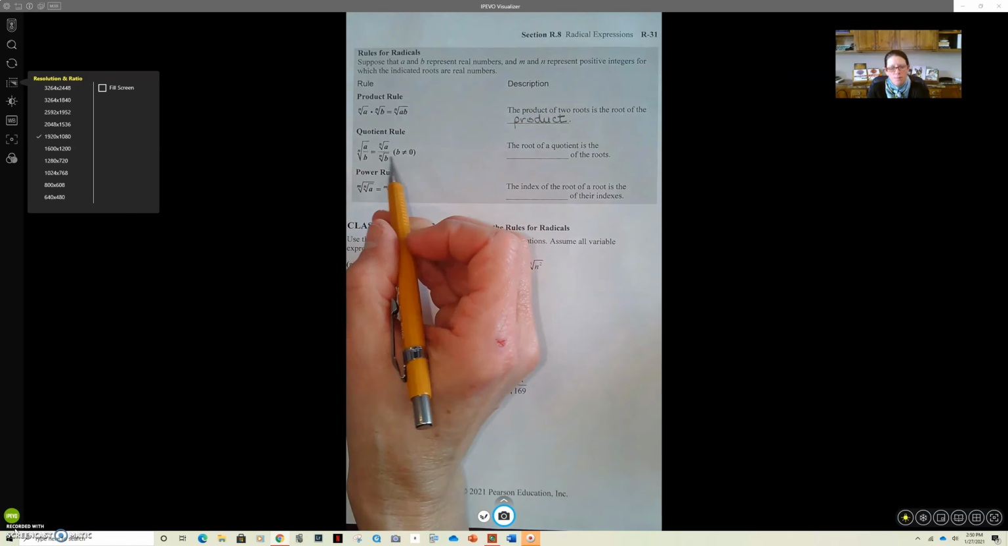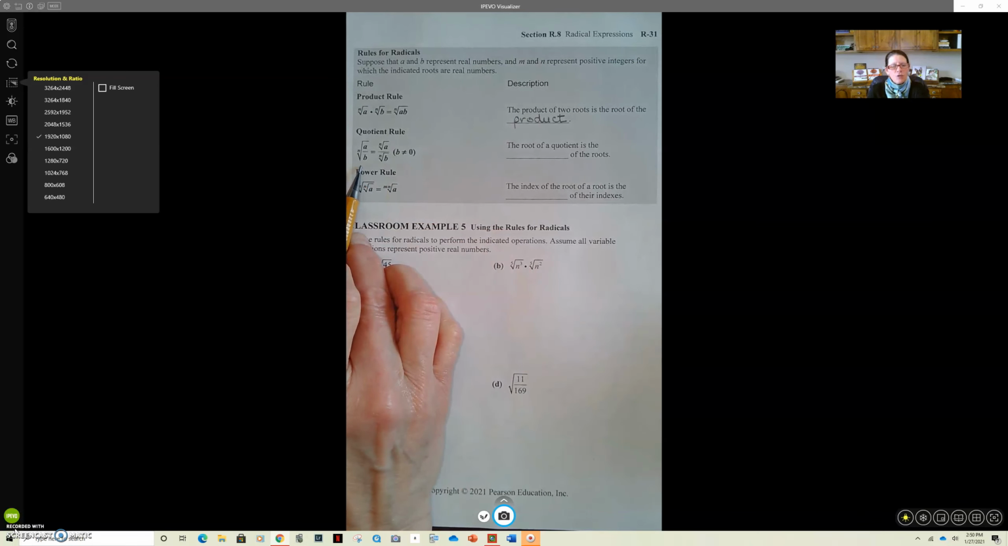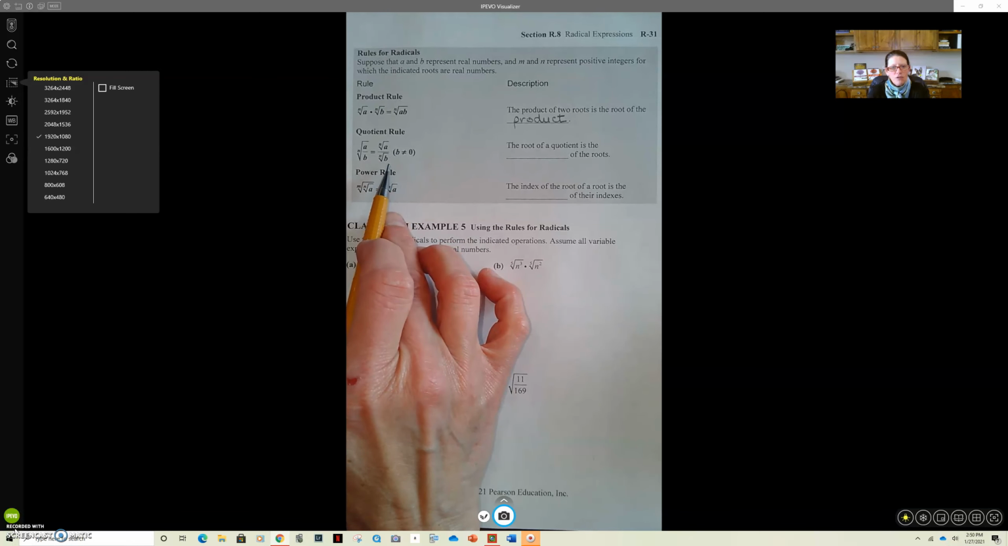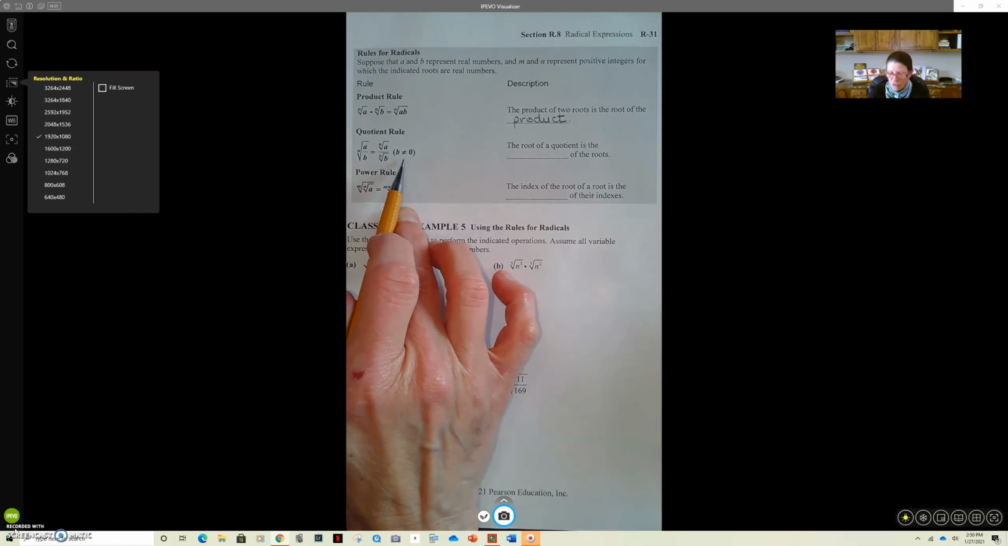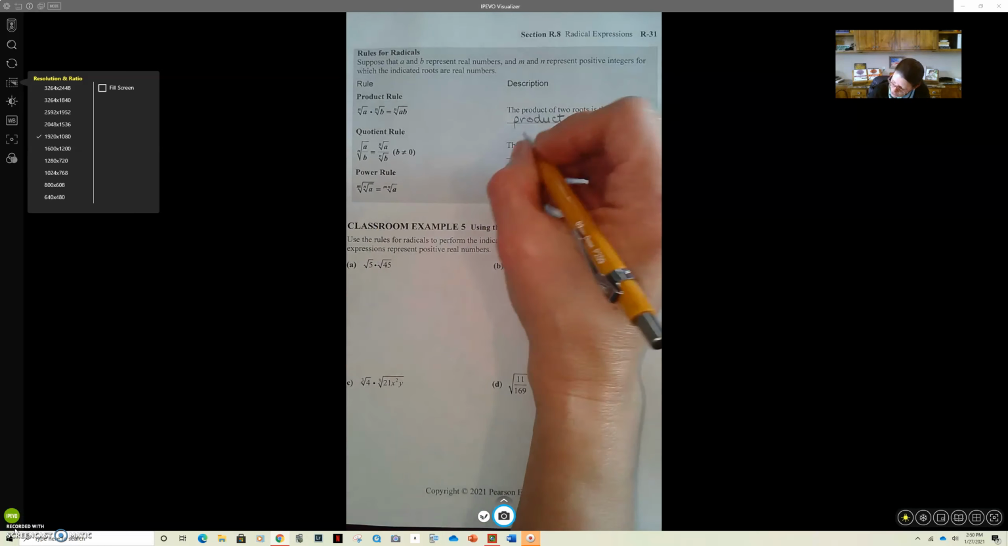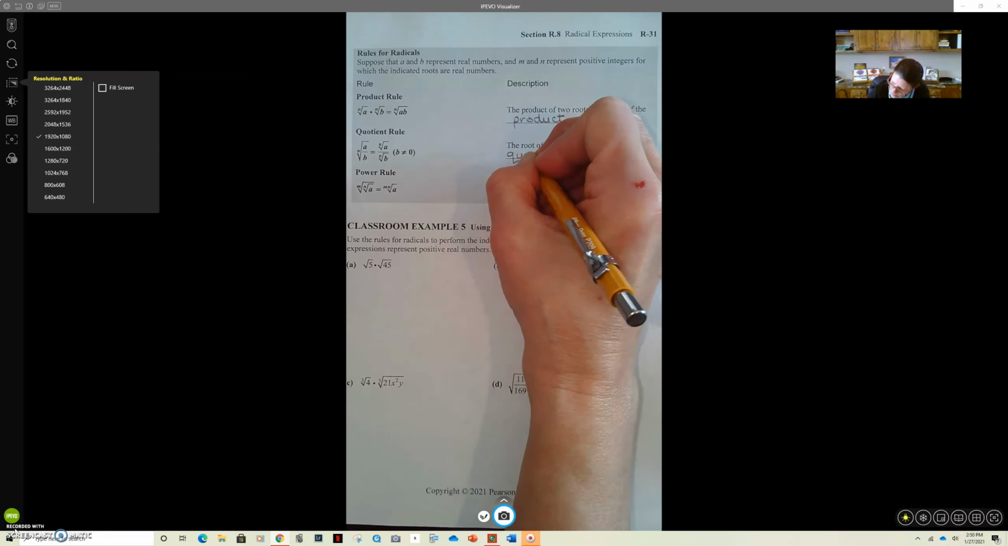The quotient rule says that the nth root of a quotient a over b is equal to the nth root of a over the nth root of b. Here we do have the restriction that our denominator is not equal to 0. The root of a quotient is the quotient of the roots.